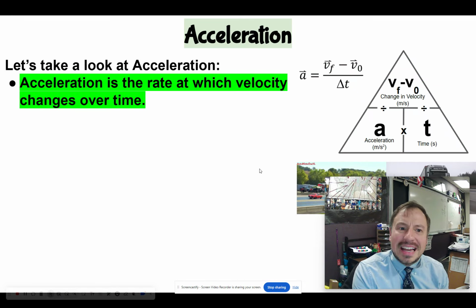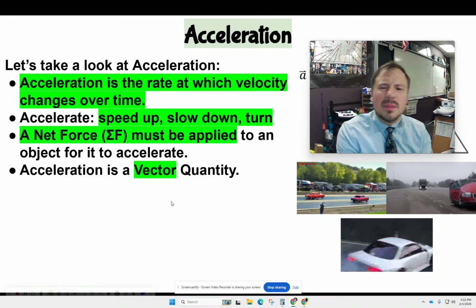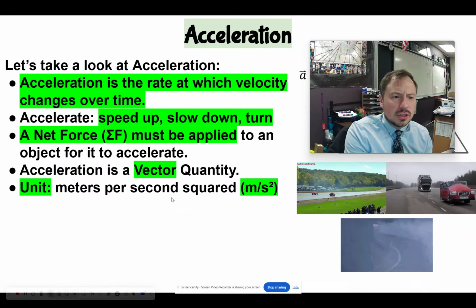Now, this is going to come into play later, but a net force must be applied in order for an object to accelerate. Now, acceleration is a vector quantity, which means it has both magnitude and direction. So we'll talk about the direction of acceleration a little bit later.